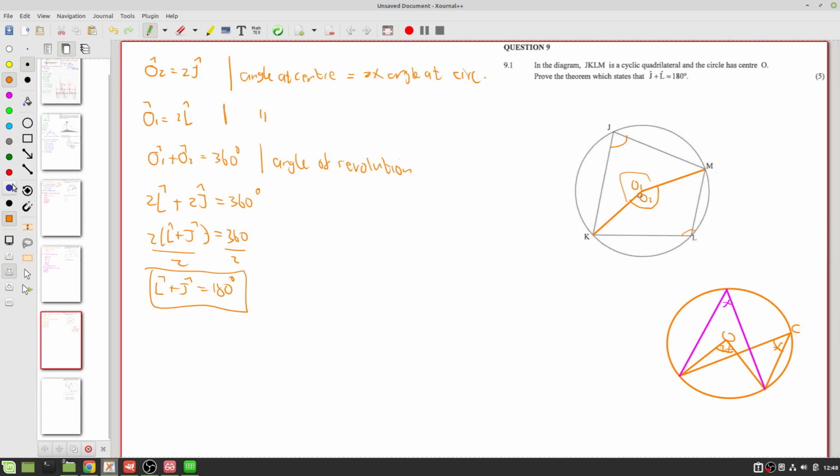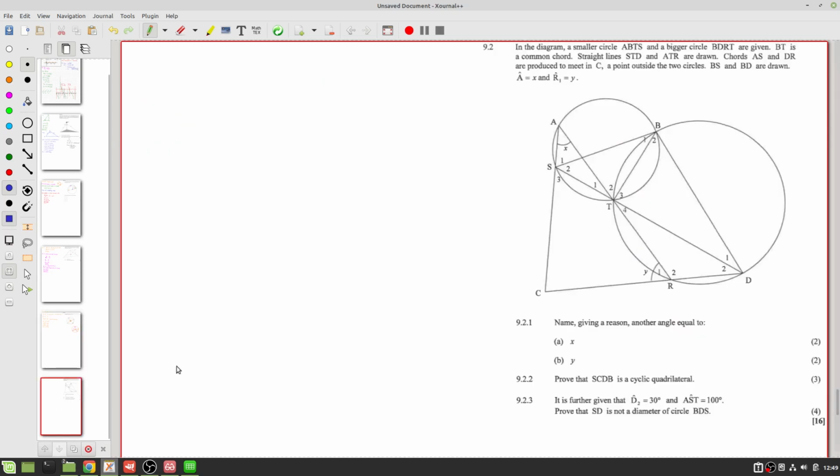I think this is probably the most standard, normal way to do it. But instead of using all these letters, you could have just said, let's call this x, then that would be 2x. Let's call this y, and that would be 2y. And you can just say 2x plus 2y is 360, and do the same thing instead of using O and L and J. All right, let's move on to question 9.2.